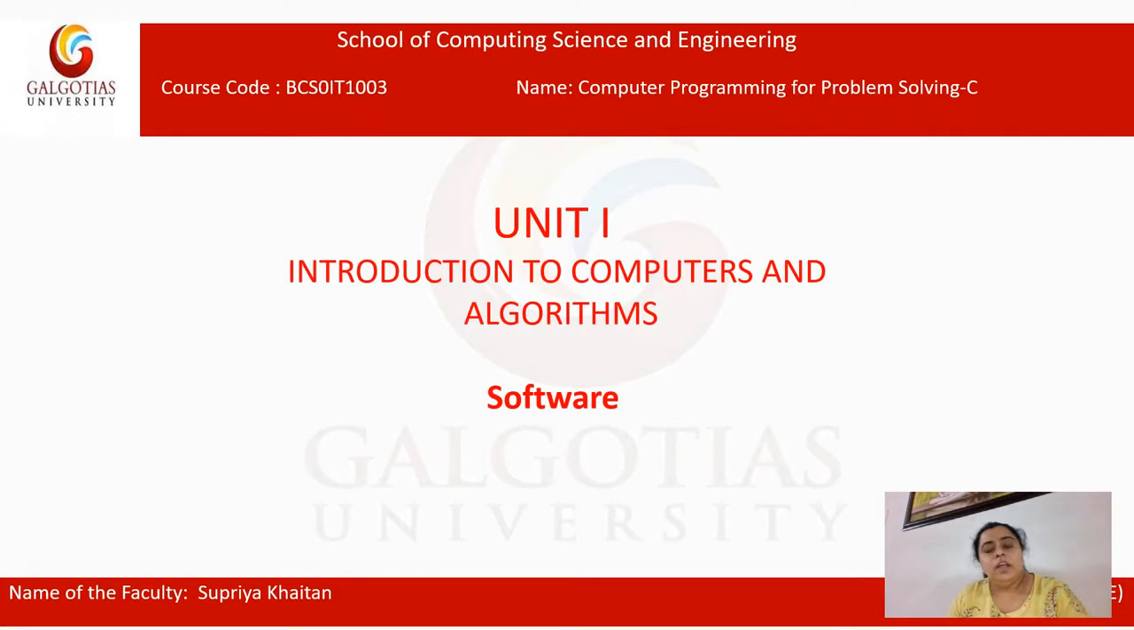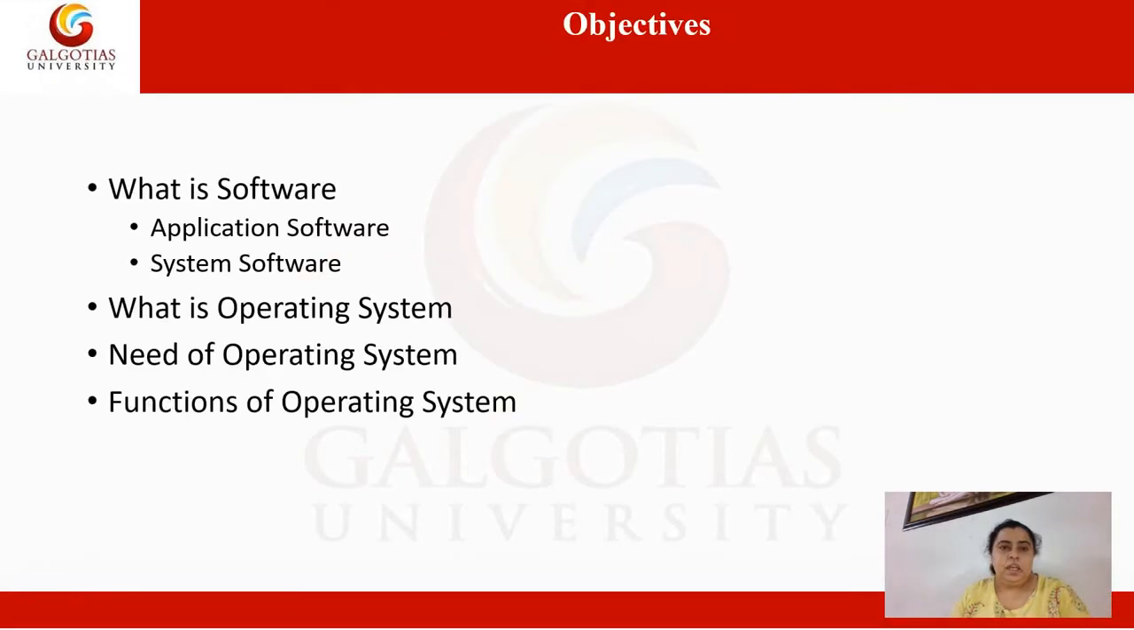In today's class, we'll be covering software. That is one of the topics in Unit 1. The objective of today's class is to understand what software is, what the different types of software are, that's our application software and system software. And mainly we'll be discussing one of the system softwares, that is our operating system. So we'll be understanding what an operating system is, what is the need of an operating system, and what the different functions, or we can say operations, of an operating system are.